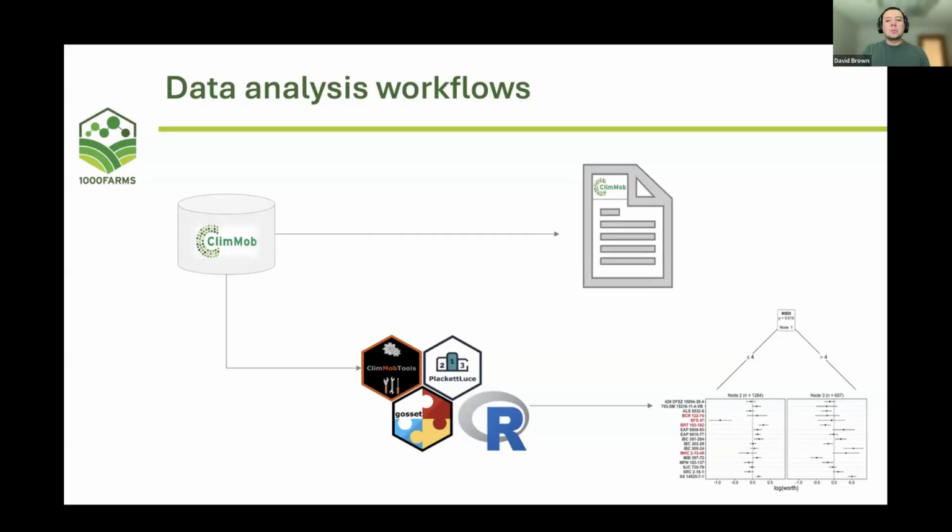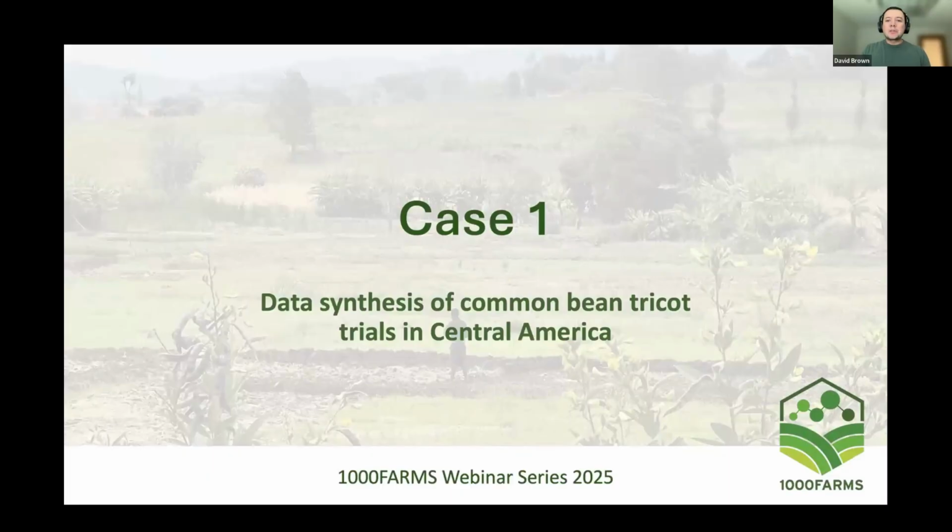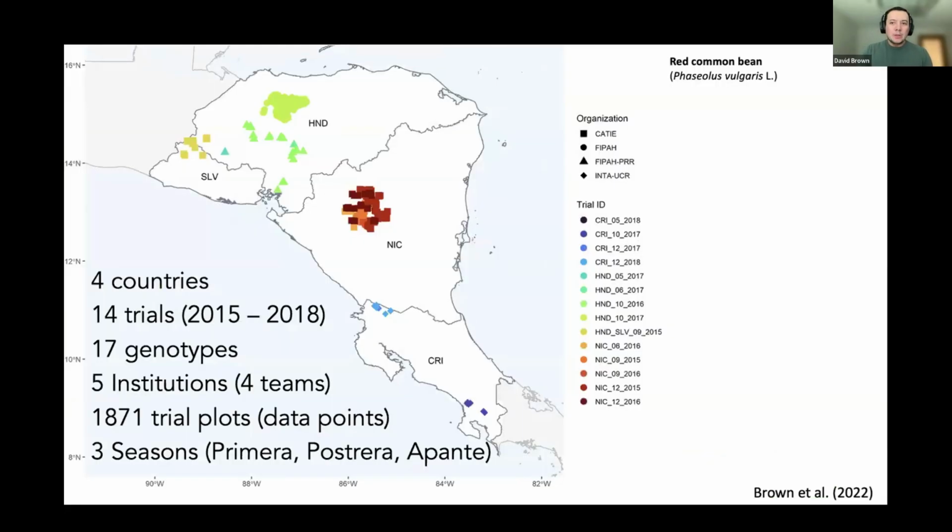What I'm going to present today is based on this second type of workflow, which you can see at the bottom. The first case I will talk about is the data synthesis of common bean Tricot trials in Central America. In this case, it's actually red common bean, and that's the reason why Guatemala is not included in this particular data synthesis, because most of the trials there were on black beans.